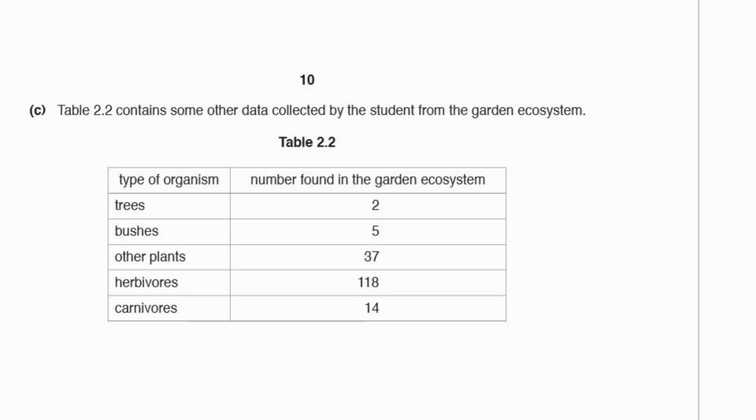C. Table 2.2 contains some other data collected by the student from the garden ecosystem. So, when they were out there, they looked at different things. They saw different types of organisms, trees, bushes, other plants, herbivores, carnivores, and then they counted how many they saw in the garden ecosystem. So with that information, you need to plot a bar chart of the data in table 2.2. Now remember a few things about bar charts. First of all, obviously, you need to label the axes, just like any other graph. Now bar charts, the bars are separated.